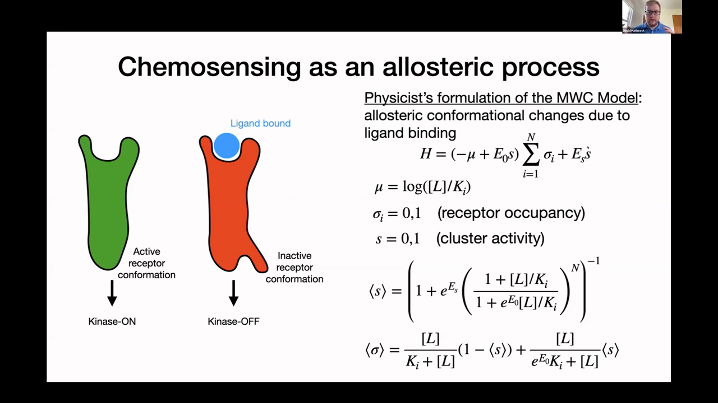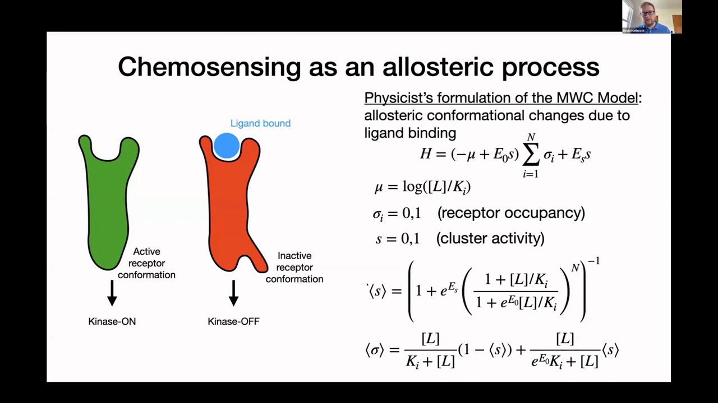So we have a simple Hamiltonian with binary degrees of freedom and a few energy parameters. There's a chemical potential-like term that depends on the ligand concentration. There's coupling between activity and binding, and there's some energy difference between the active and inactive state in the absence of binding. And then, of course, we can use Boltzmann statistics to derive things like expectation values for the activity as a function of ligand concentration.